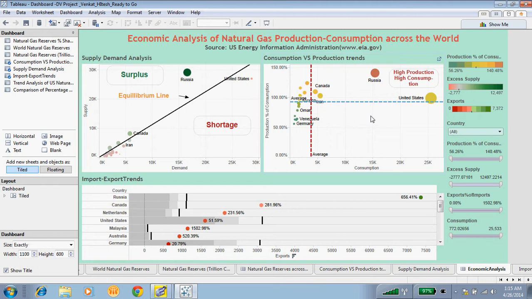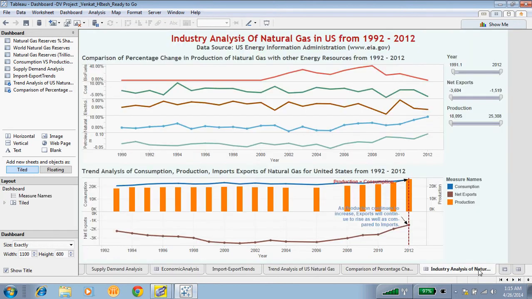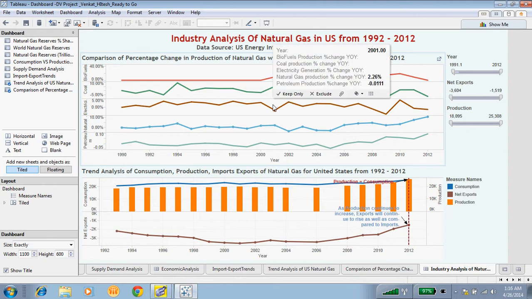And going to the next dashboard, we are going to talk about industry analysis of natural gas, where we are showing the different trends in the different energy resources. And we have used the line charts and spark lines for the first visualization, and the line charts and bar charts for the second visualization.